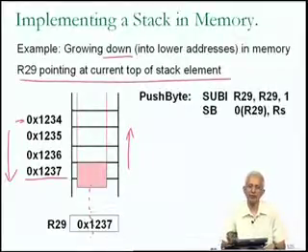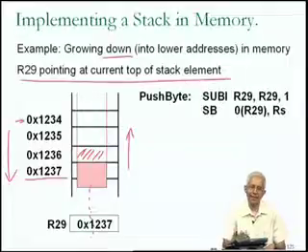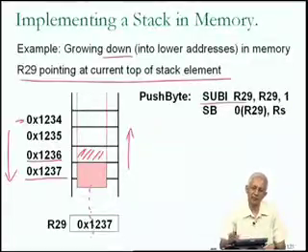Let's suppose that the stack operations which I am dealing with are to push a byte and to pop a byte out of the stack. How do I push a byte? In order to push a byte, I know that the new byte is going to occupy this memory location. And in order to write something into that memory location, I could first of all decrement the stack pointer. How much do I decrement the stack pointer by? I need to decrement it from 1237 to 1236, which is why I have this subtract instruction.